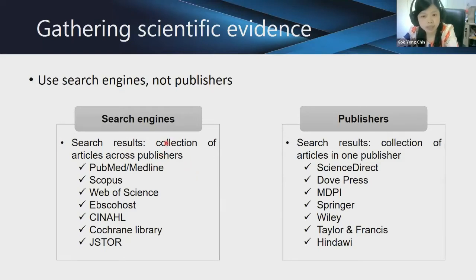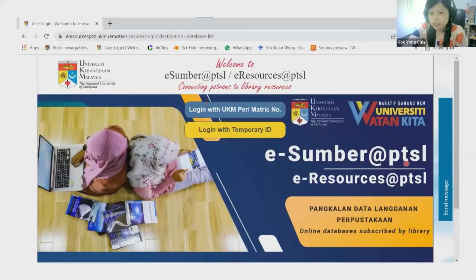Okay, so here are some examples of search engines. The first ones are PubMed, Medline, Scopus, Web of Science, EBSCOhost, CINAHL, Cochrane Library, and also JSTOR. For publishers, the examples are like ScienceDirect, Sage, MDPI, Springer, Wiley, Taylor & Francis, Hindawi. So these are some of the examples. It is important for you to search using a search engine rather than just using a publisher.